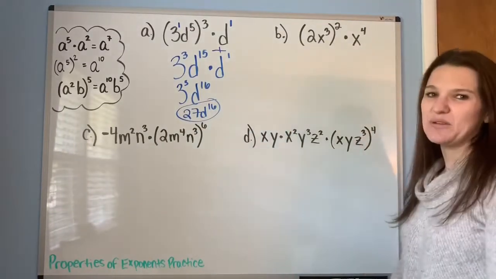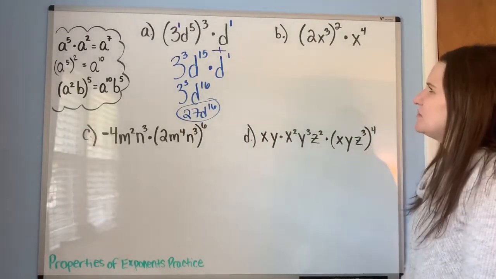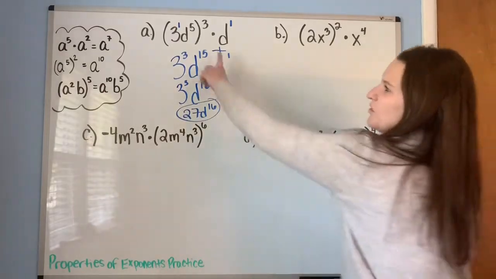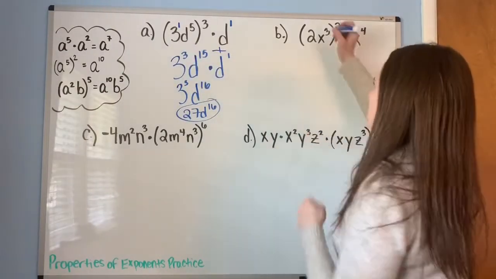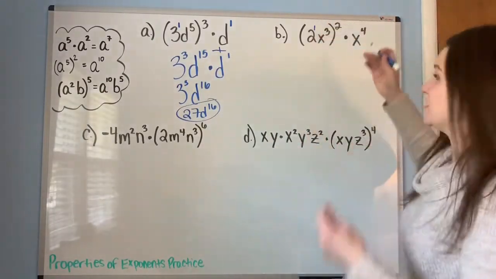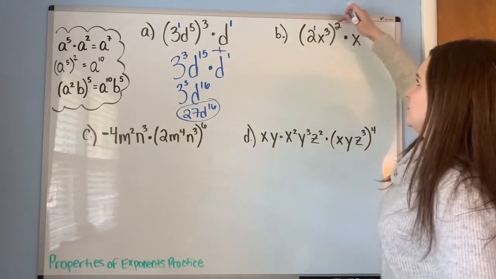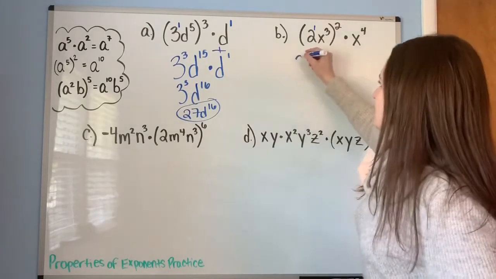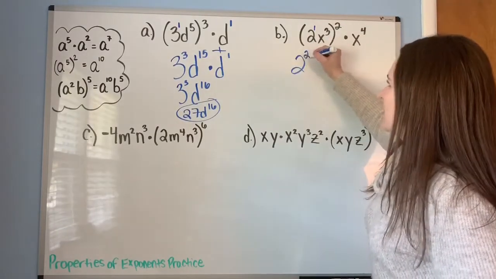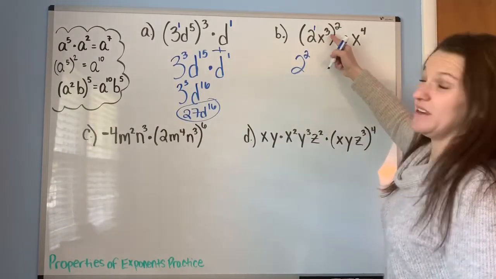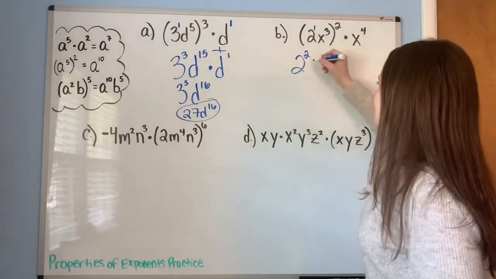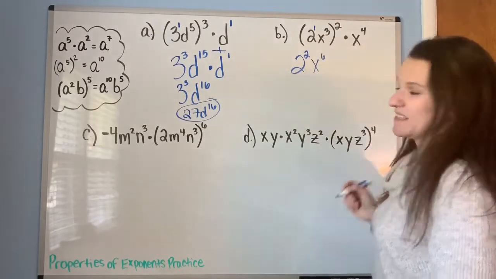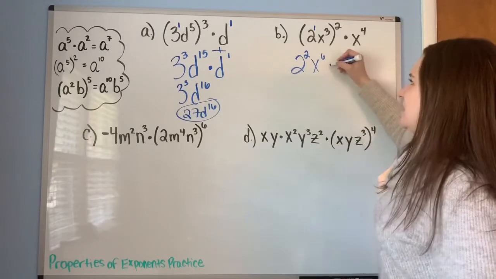Let's look at the second one. Same situation here. I have more than one base, so I want to make sure that I distribute that extra power to both of your exponents. Keep your bases the same. So 2 will be taken to the 2nd power. 3 times 2 gives me 6. So I'm going to have x to the 6th power. Bring down everything else.